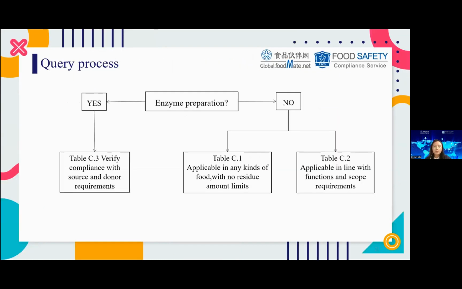To find the specific food additives, this query process is quite straightforward. Firstly, check if the designated processing aid is an enzyme preparation. If it is, refer to the table C3. If not, you can refer to the table C1 or C2 to find it. And when you're using the table C2, please pay attention to the scope of use.